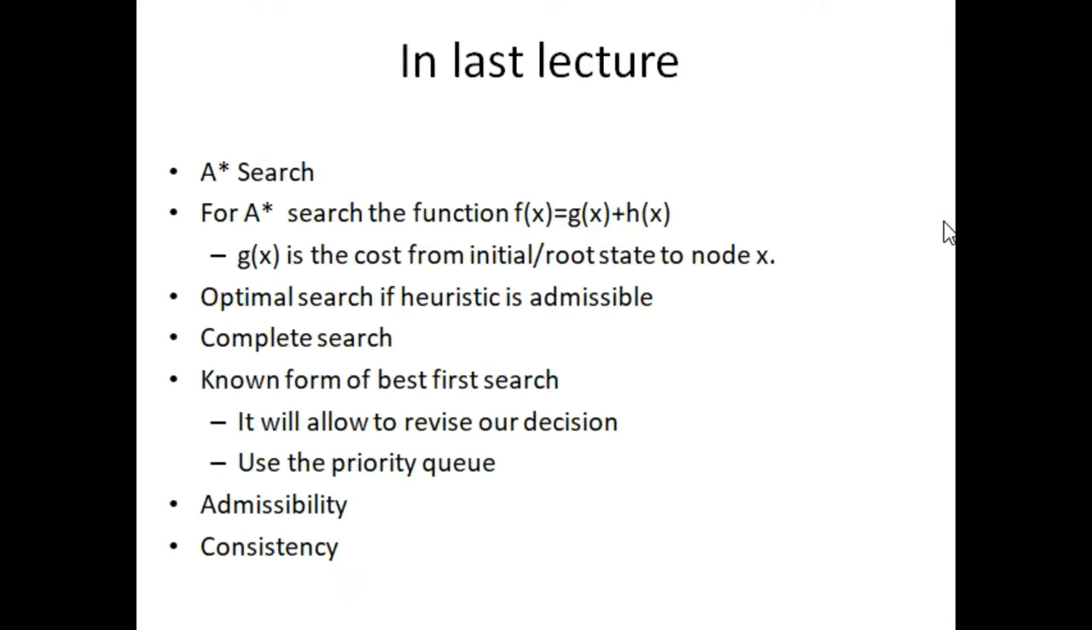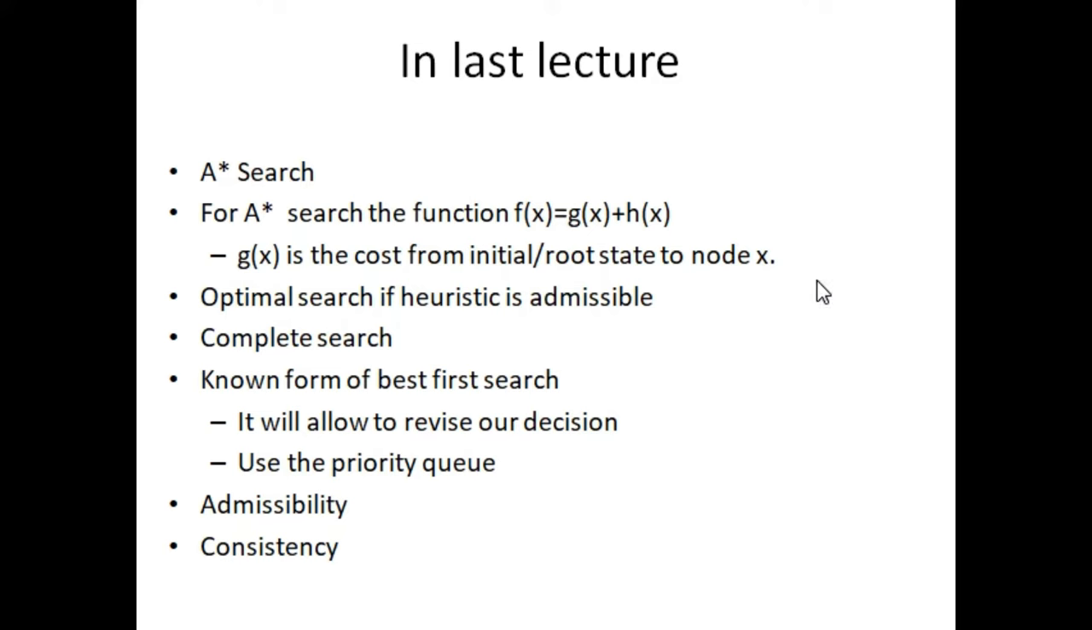In our previous lecture, we talked about the A star search and solved a roadmap problem using this search technique. For this technique we use a heuristic, the function f of x, which is equal to g of x plus h of x. H of x is the heuristic value and g of x is the cost to reach node x from the initial state. We also talked about how A star search is optimal if the heuristic value is admissible, and that it is also a complete search technique.